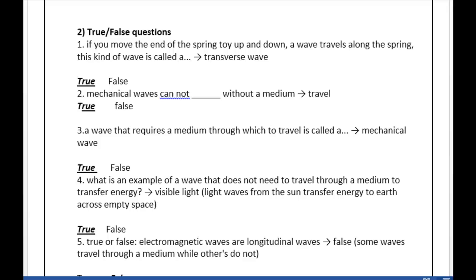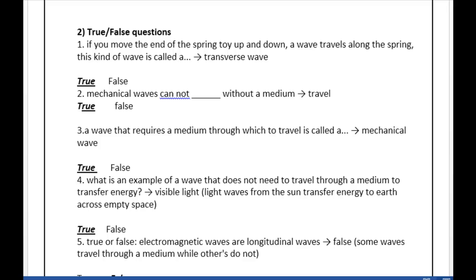Number 2, a mechanical wave cannot what without a medium? Cannot travel. True. Number 3, a wave that requires a medium through which to travel is called a mechanical wave. So the answer will be true.